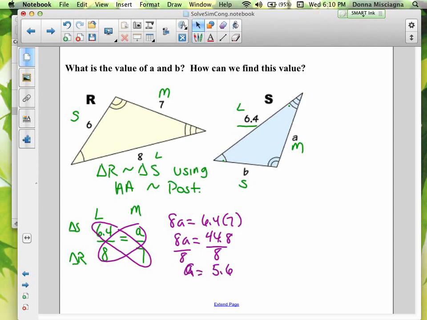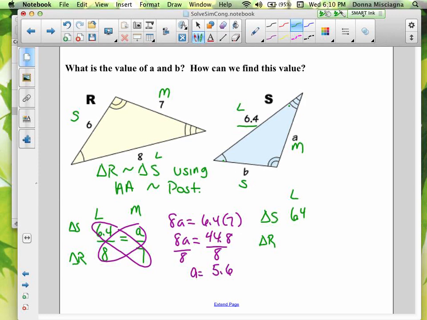Okay, so now we found A, and let's find B. All right, so I'm going to do the same thing. We're going to have triangle S in the numerator and triangle R in the denominator because, well, why not? Make sure you use the large side again, and then you'll use the small side to find B. Don't use the side you found, because what if you made a mistake on A?